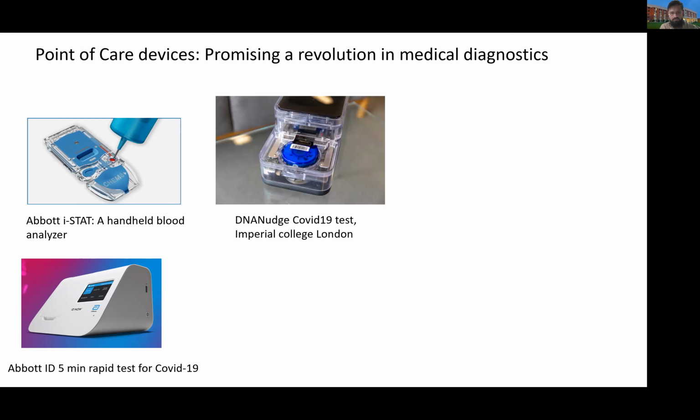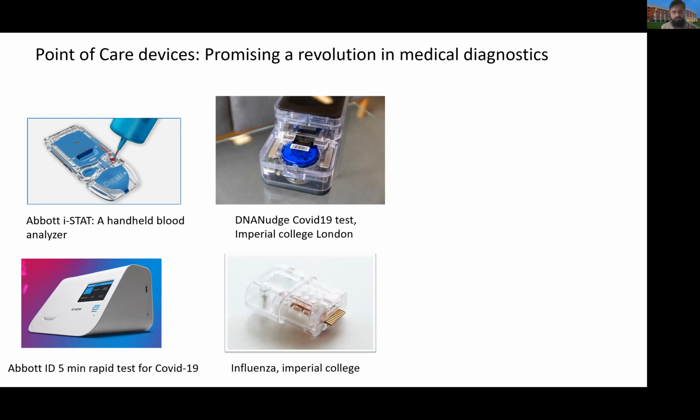Imperial College London has recently also launched a device for COVID-19. It's called DNA Nudge, and it's also a rapid test for COVID. Previously, Imperial College had a similar point of care device for influenza.